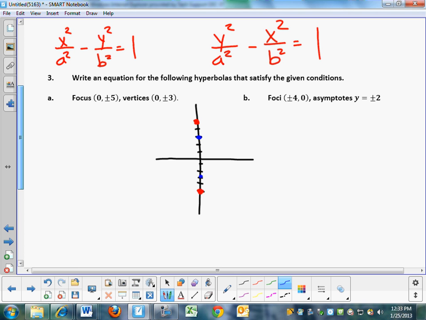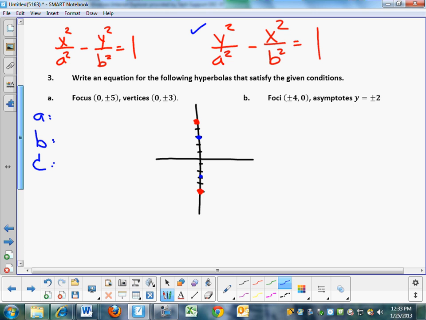So is this hyperbola going to go up and down or left and right? Up and down. So will it be the first one or the second one? Second one. Okay? Since y squared is first and it's positive, it goes up and down. So that's the equation that I'll use. So what I need to do now is I need to figure out A and B. So let's list A, B, and C. See what we have.